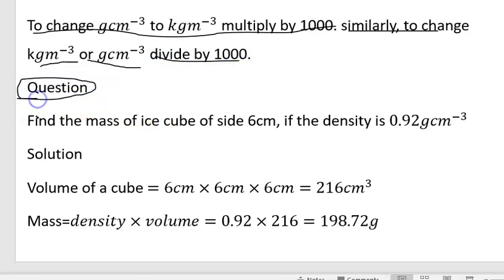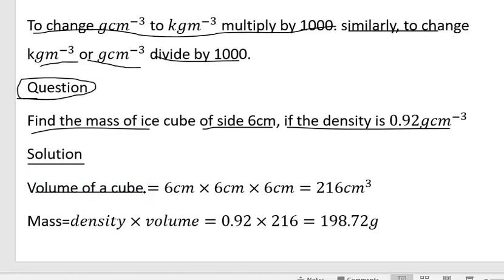Now, I've provided a question here. Consider this particular question: find the mass of an ice cube of side 6 centimeters if the density is 0.92 grams per cubic centimeters. Now, the solution: you can recall that we said to get the mass, we also need to have volume, and therefore I have to calculate the volume of that particular cube.